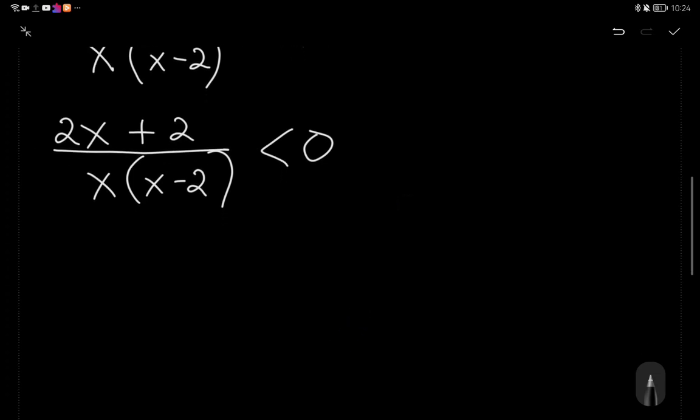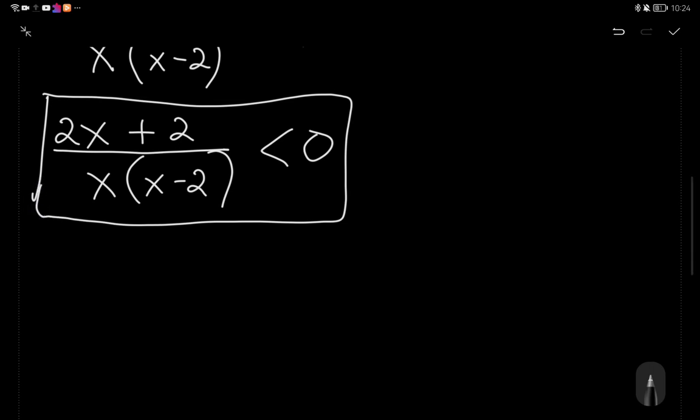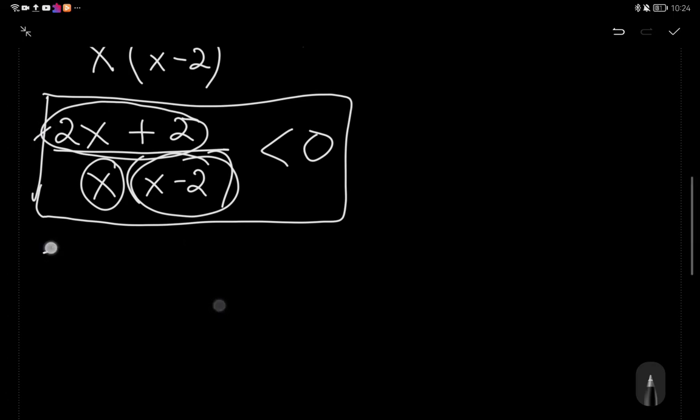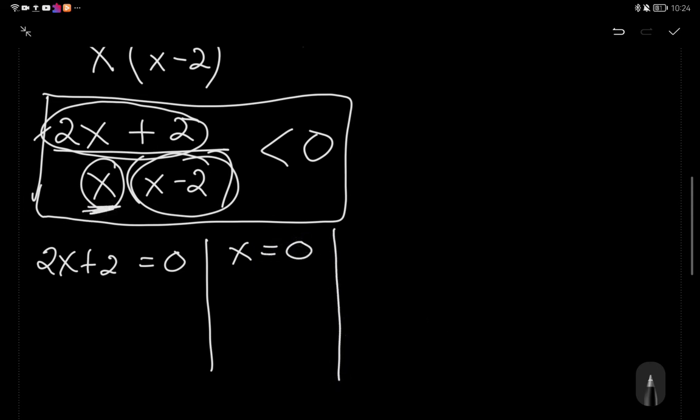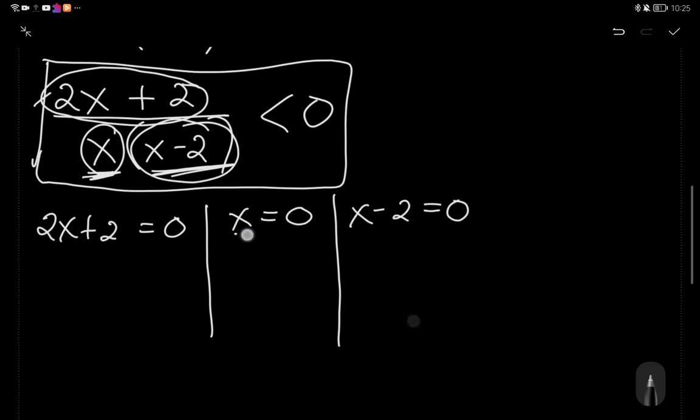Now, since we have 2x plus 2 over x times x minus 2 is greater than 0, here we will base on our critical values. The first one is this, that is 2x plus 2 is equal to 0. The second one is x alone; since it has no companion, automatically we can equate that to 0. And this one, x minus 2 is equal to 0. Now, let's solve for the value of x.